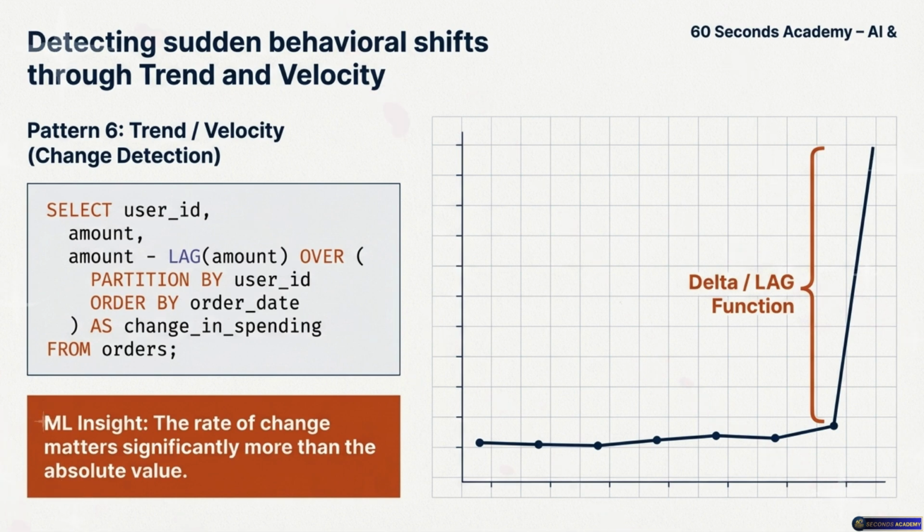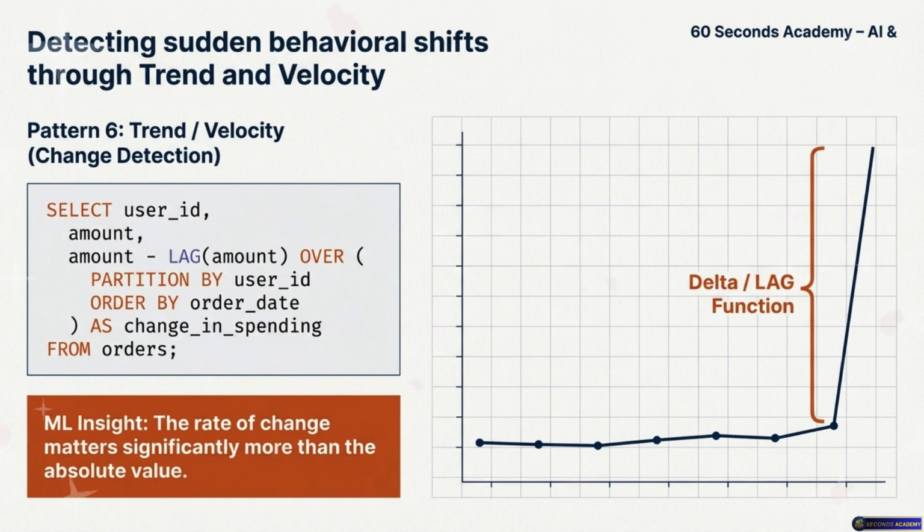The primary SQL concept here is the LAG function. Conceptually, LAG is just looking in the rearview mirror, right? Yeah. You are comparing what a user did today with what they did yesterday, or the row just prior in the database. That is exactly how to visualize it. And the machine learning insight here is that the rate of change often matters much more than the absolute value. This is the entire foundation of fraud detection. Fraud models rely on velocity.